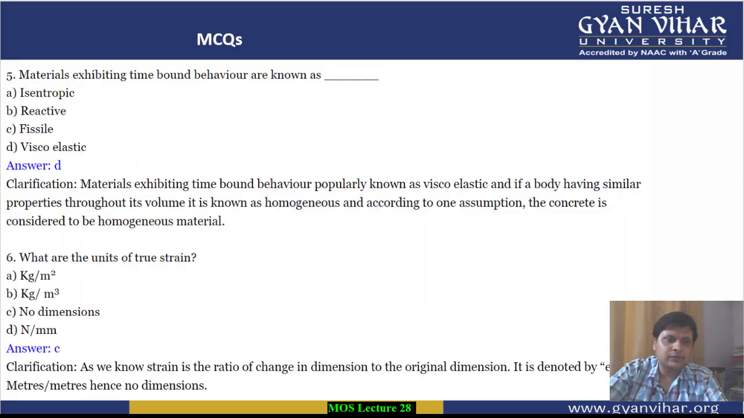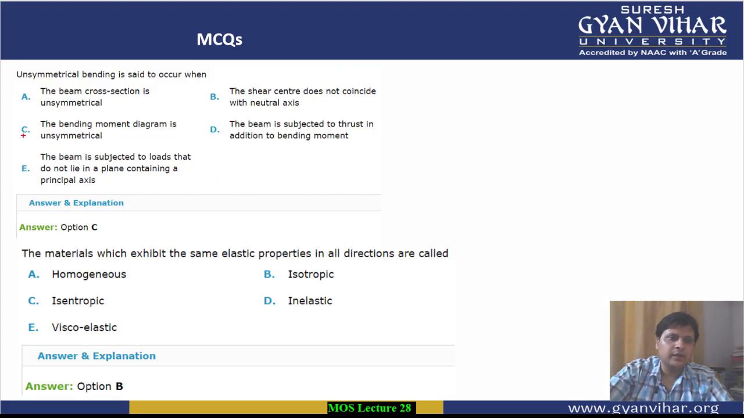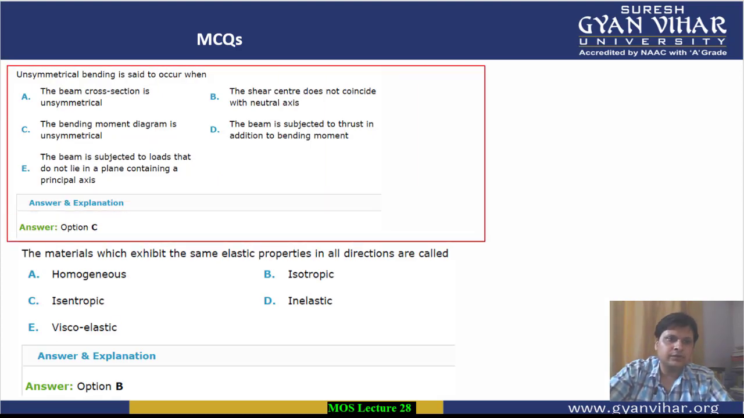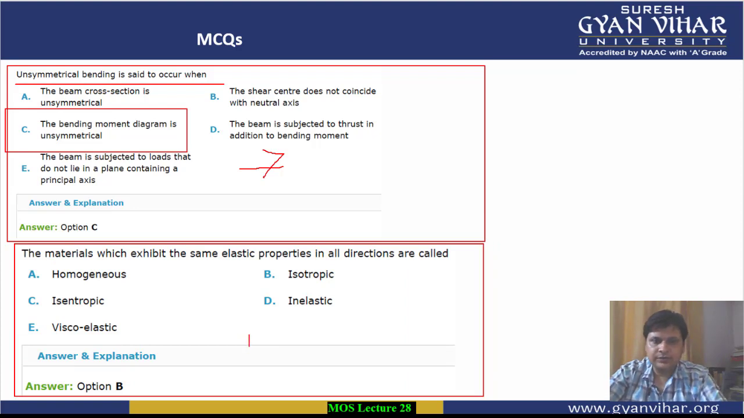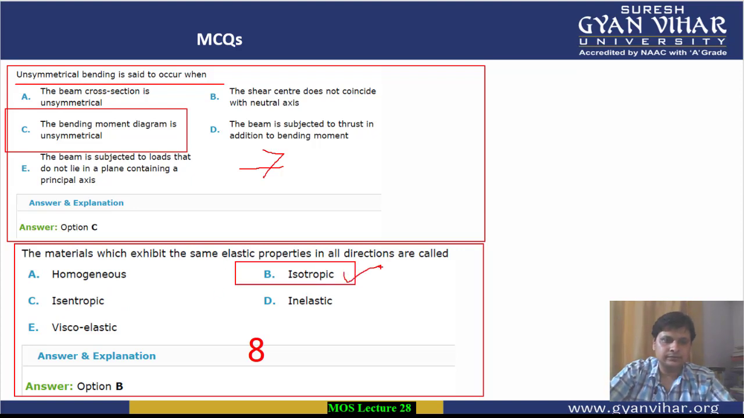Coming to the next multiple choice question, that is question number 7. What is the question saying? Unsymmetrical bending occurs when the bending moment diagram is unsymmetrical. So this was your question number 7. Coming to multiple choice question number 8. What is the question saying? The question is saying that the material which exhibits the same elastic properties in all directions. Now this will have the answer as, not C, it will be isotropic. B is the correct answer.